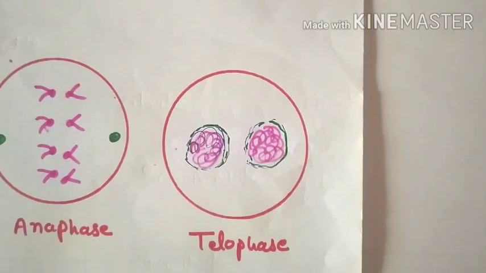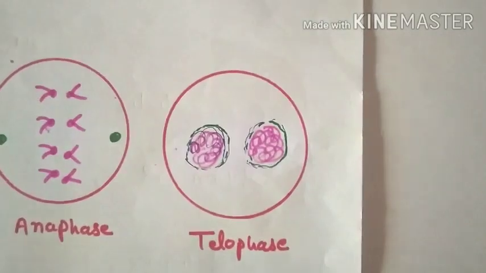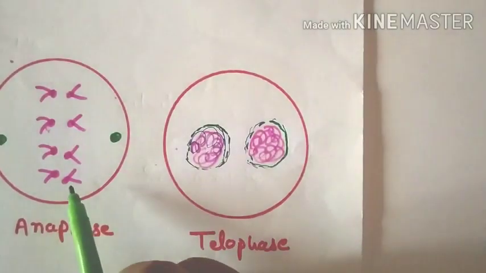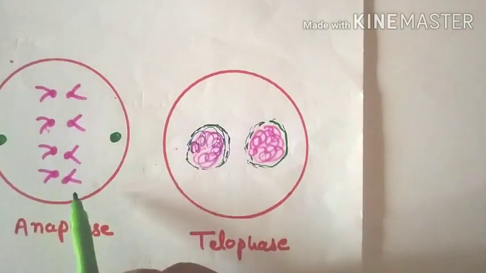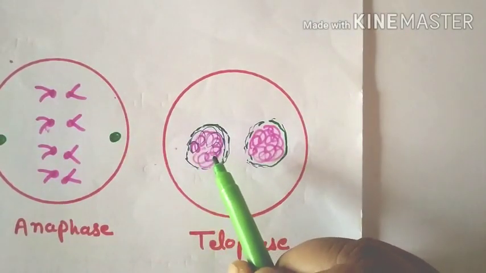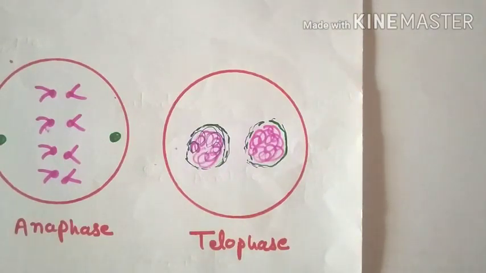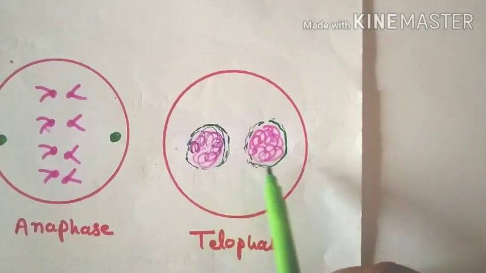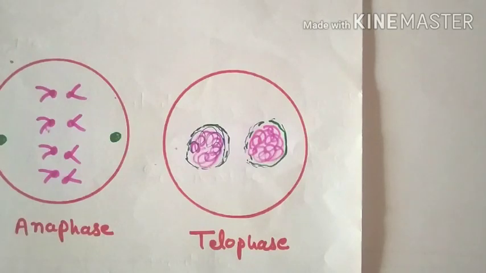The chromosomes start to decondense. The chromosomes which are initially in this shape along with their sister chromatids start to decondense. Again they become thread-like and invisible, just like in the prophase. So it is called reverse prophase. Once again I repeat, in the telophase, when the chromosomes reach the opposite poles, they start to decondense. They again become thread-like, thin and invisible.